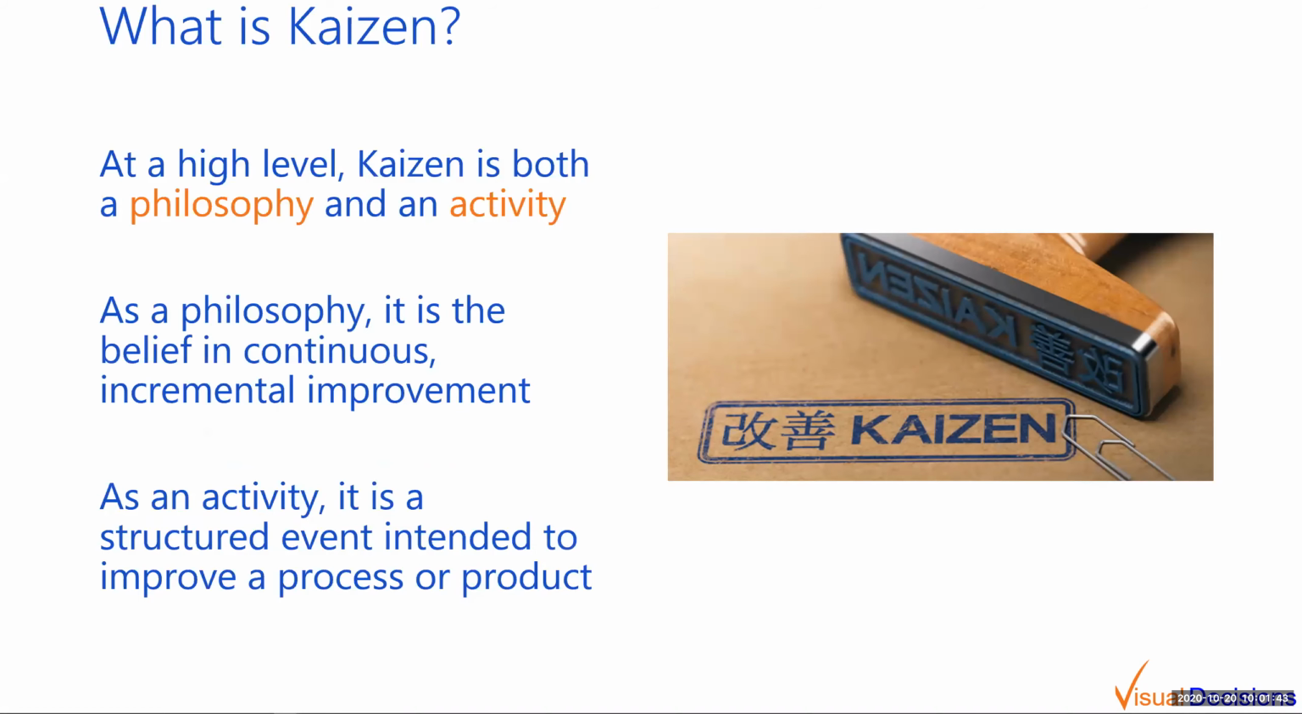So what is Kaizen? At a high level, Kaizen is both a philosophy and an activity. As a philosophy, it is the belief in continuous incremental improvement: rather than trying to do the business process reengineering, as was popular back in the 80s, you'll do a lot more for the business if you just try to make the business a little bit better every single day. And as an activity, it is a structured event intended to improve a process or a product. And it's really the structured activity to improve a process that we're going to talk about today.